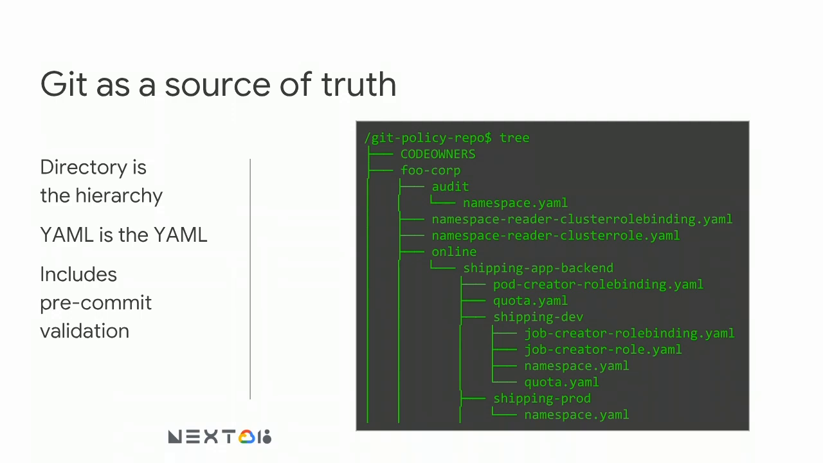We use the same YAML you use in kubectl. It's the same exact type of thing you'd write if you were writing kubectl, except you're checking it into a repo. And because it has the hierarchy, we take those RBAC policies and flatten them to create the bindings in each namespace, giving the online admin the ability to see shipping app backend and shipping prod, etc.